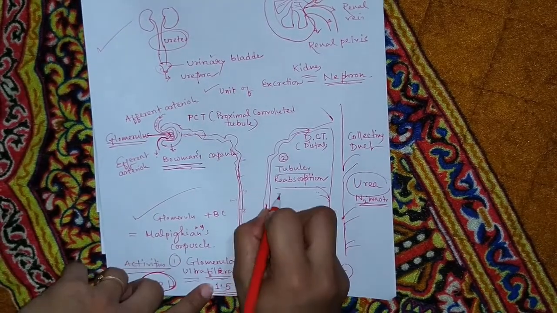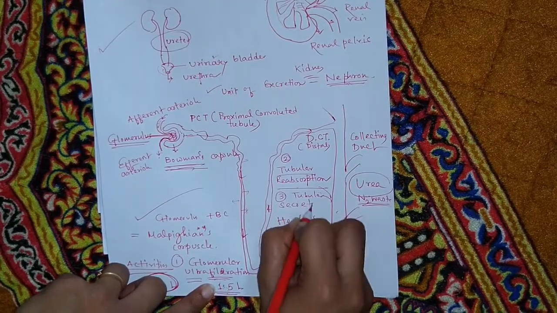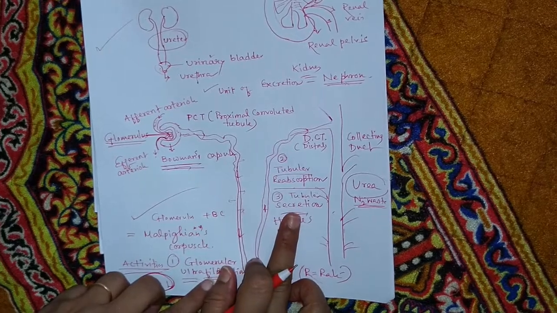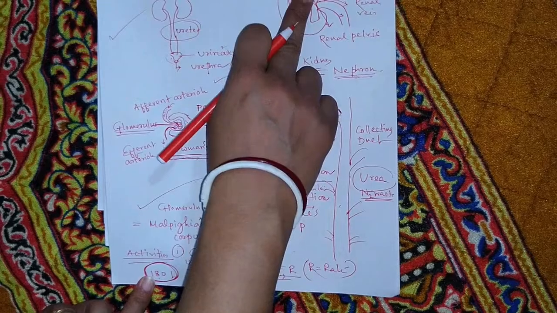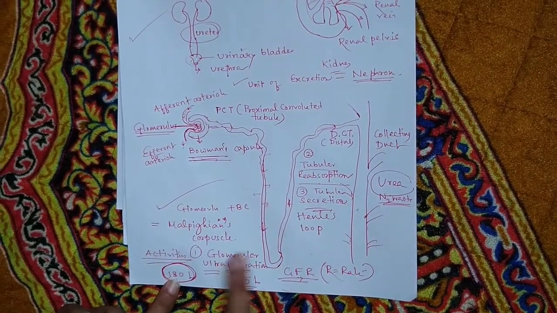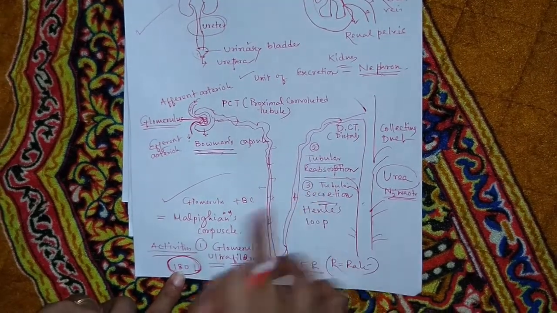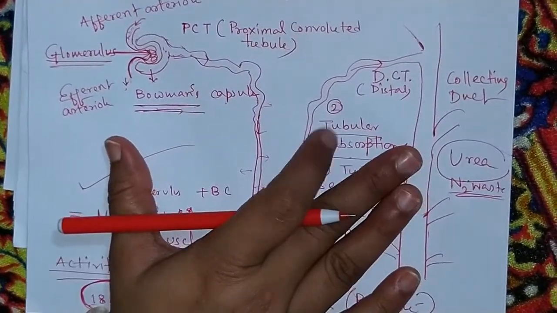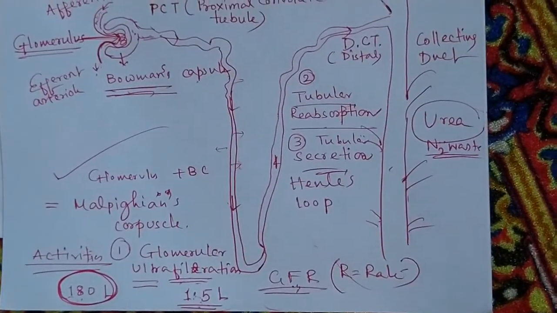Hopefully clear. Third one is the tubular secretion. Secretion means secretion of some ions, some minerals. Those also can be done here. So these three functions your nephrons are doing. First, glomerular filtration, then second, tubular reabsorption, third, tubular secretion. These three things are efficiently done. After that, it is going to the outside. If it's not performing properly, then we need the artificial kidney.